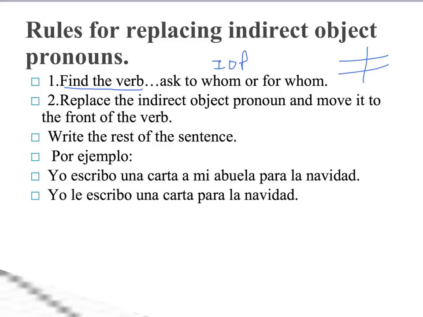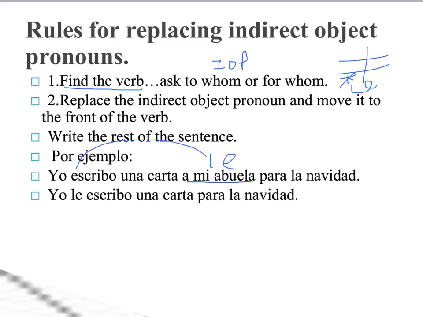For example, yo escribo una carta a mi abuela para la Navidad. I write a card or a letter to whom? A mi abuela. A mi abuela is going to come out of this part of the chart right here. So le is what we are going to use for our indirect object. So le is what I'm going to replace mi abuela with.